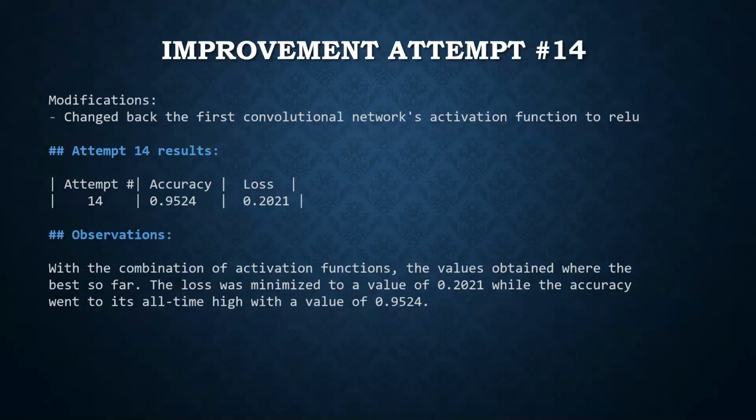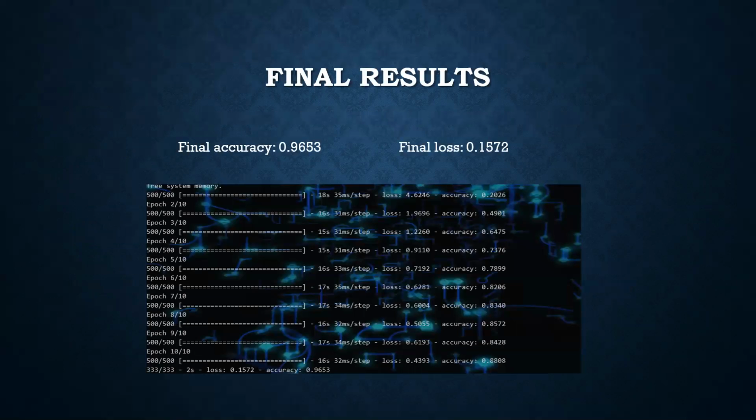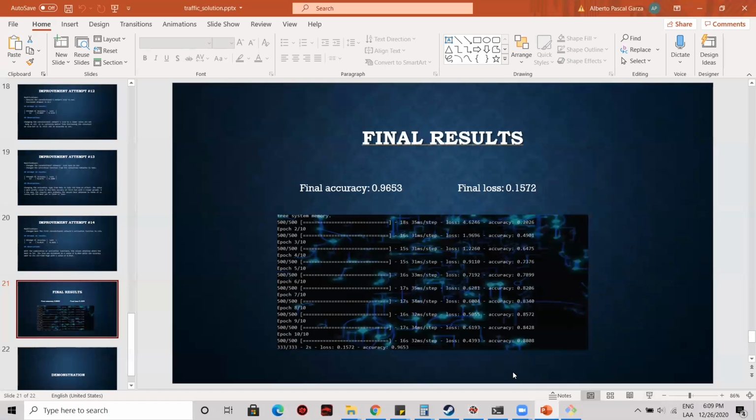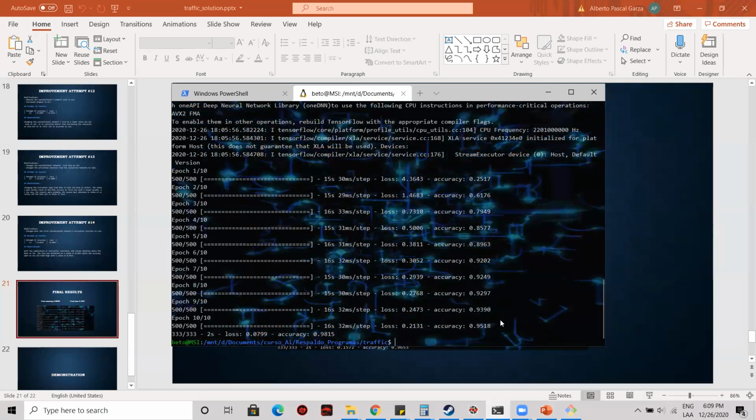So I merged them and had a ReLU activation function for the first convolutional network and a SELU activation function for the second, which netted me my best results yet. The best result I could get was a final accuracy of 96% with a .15 loss. So let's go and see how our program ended up being.